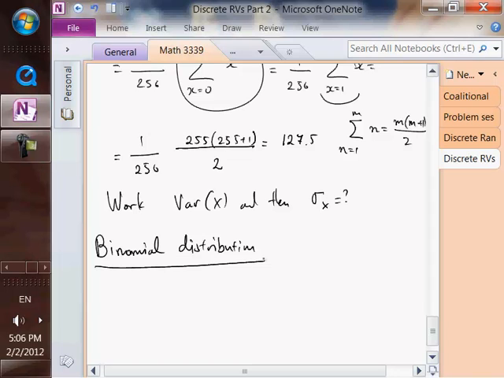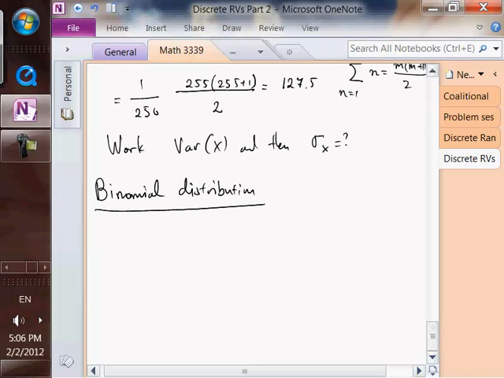So after this intermezzo, we start the binomial distribution. And what is a binomial distribution?